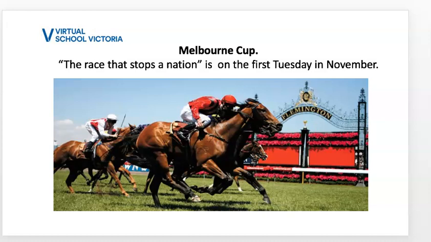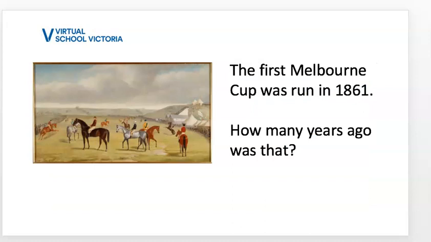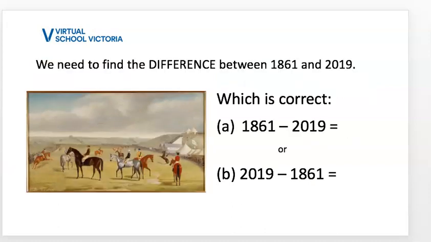the nation. Melbourne is the only capital city, or only city in the whole world, that has a holiday for a horse race. The first Melbourne Cup was run in 1861. The prize money was £170, which was a lot of money in those days, and in today's dollars, £170 would be worth $340. Now, how many years ago was the Melbourne Cup first run?